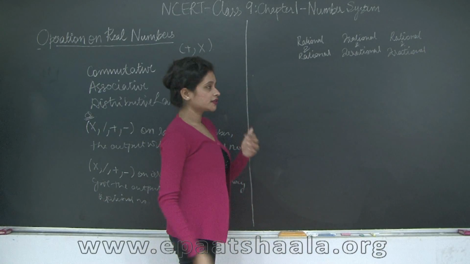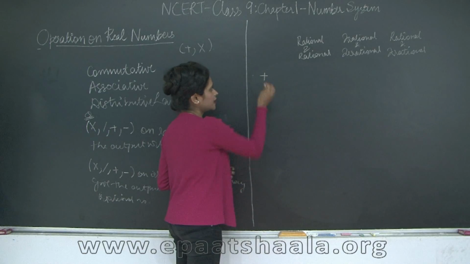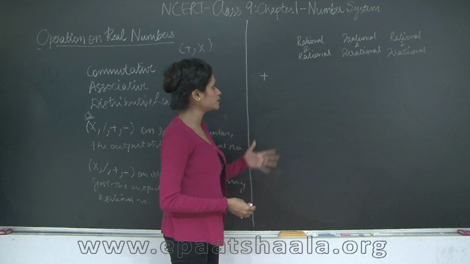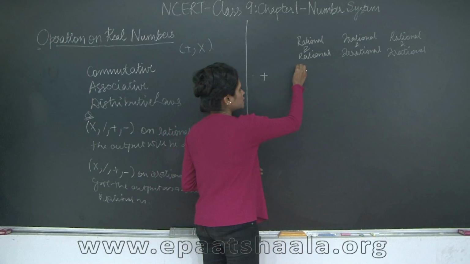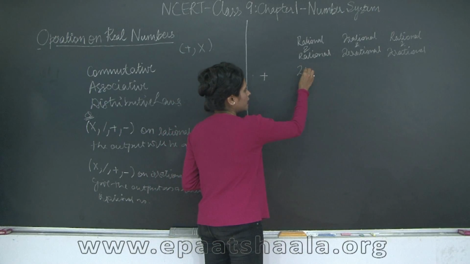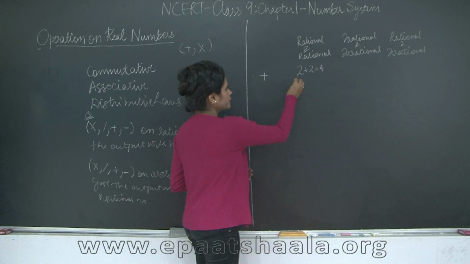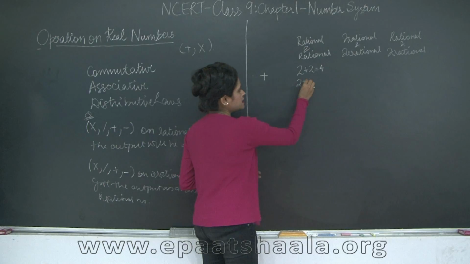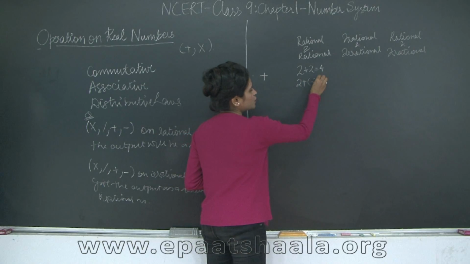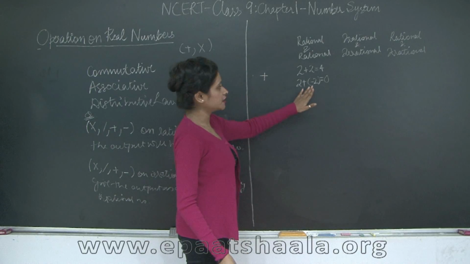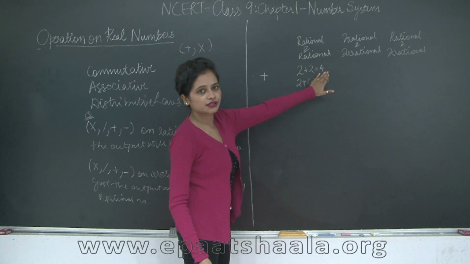So let us take the first sign, which is, say, addition. We've seen for rational numbers the output is always going to be rational. However, let's just check. If I take 2 plus 2, I am going to get 4. If I take 2 plus minus 2, it is going to give me 0. 0 is a rational number, 4 is a rational number.